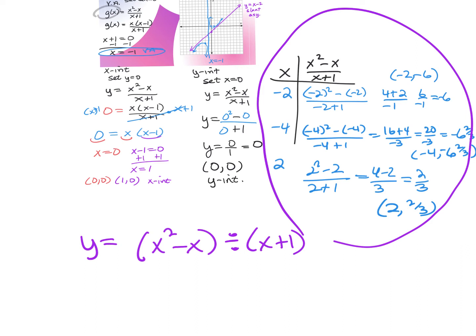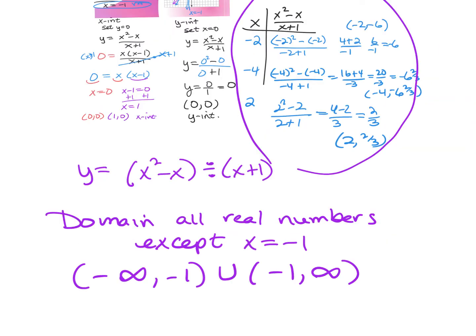Okay, so let me show you what it looks like. That is the domain, all real numbers except when x equals -1. That was where our vertical asymptote was located. And then in interval notation, again, it was -infinity to -1 union with -1 to infinity.